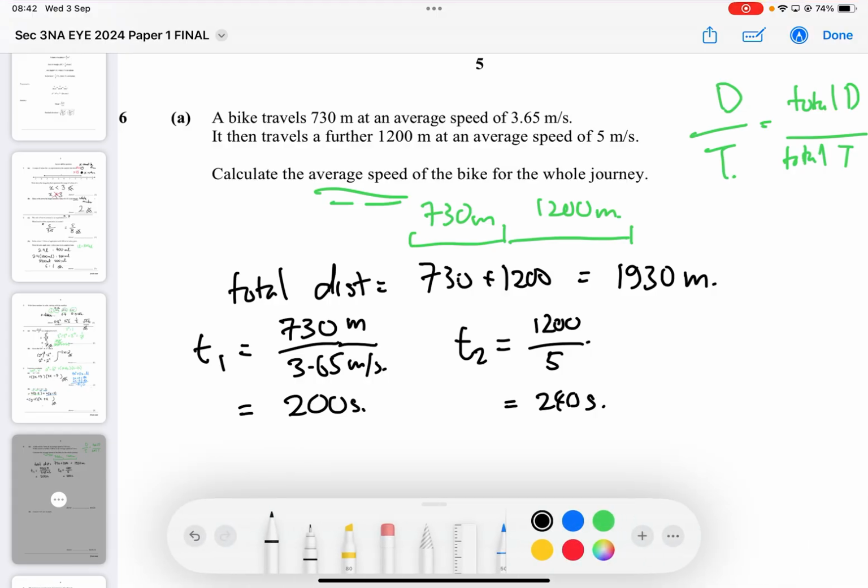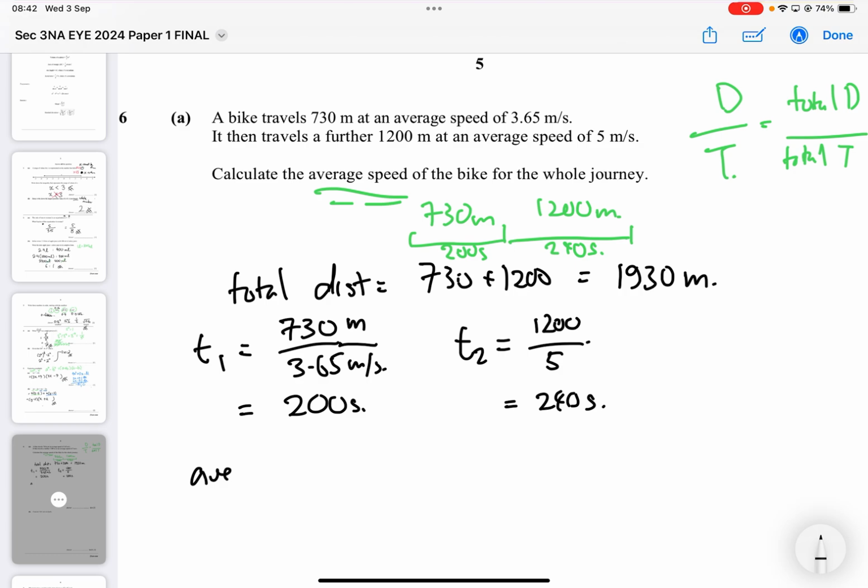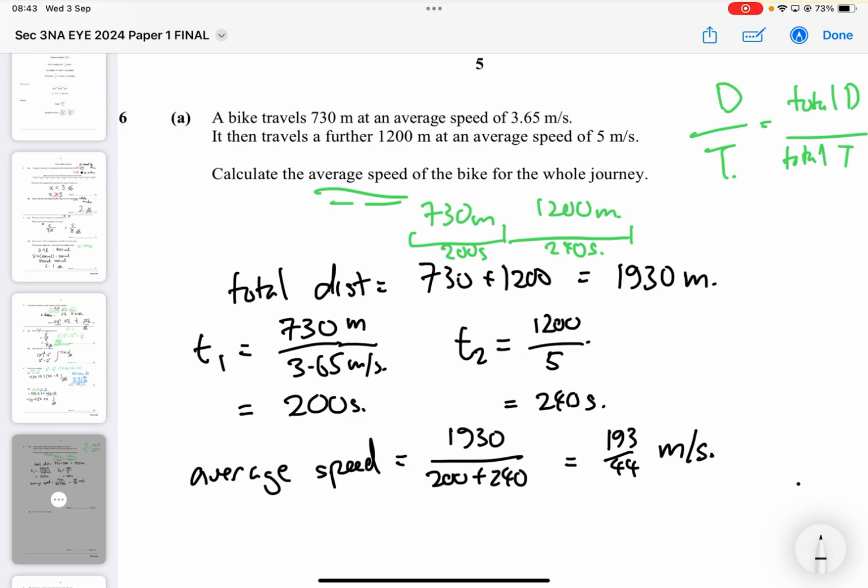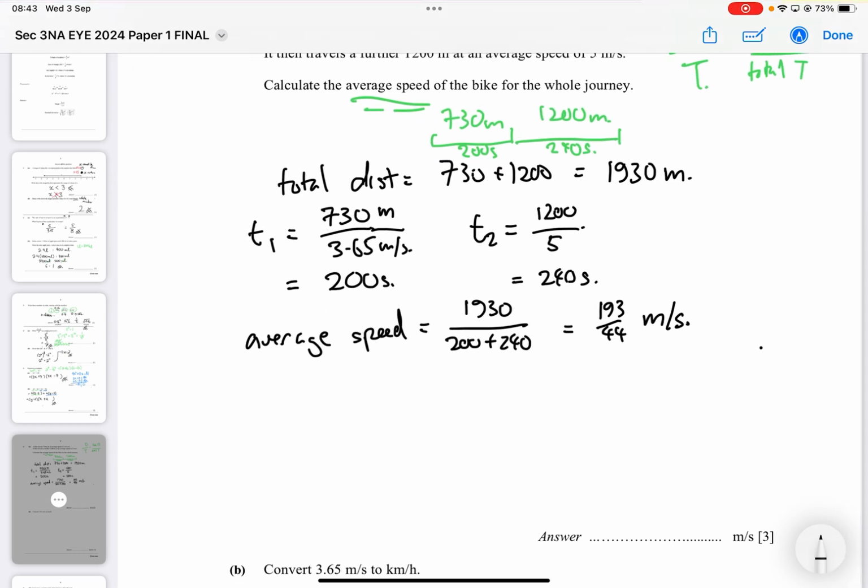So now actually I know already. Part 1, 730 meter took 200 seconds. Part 2, 1200 meter took 240 seconds. So if I want to find the average speed, it is total distance divided by total time. That gives 193/44, and the unit, I divide meter by second, so it is in meter per second. It's already in meter per second.